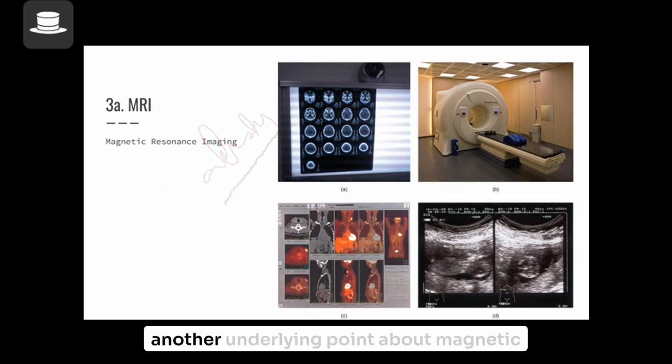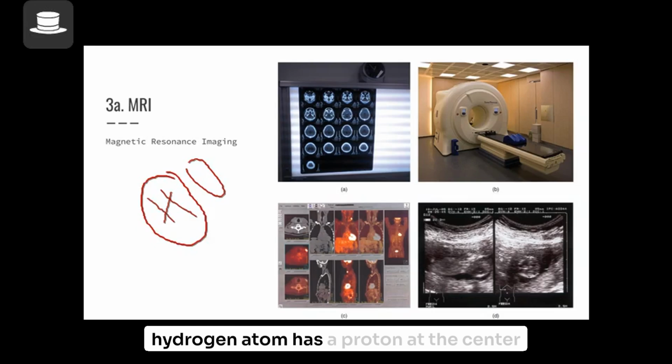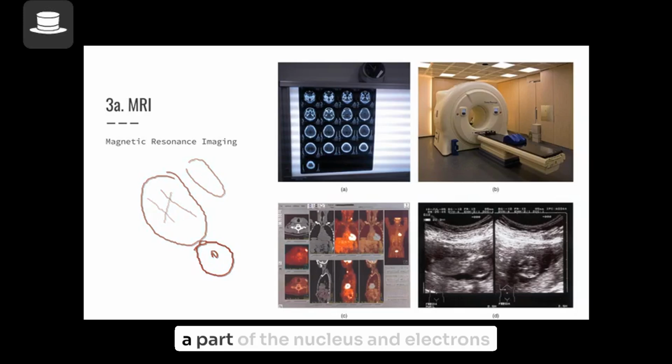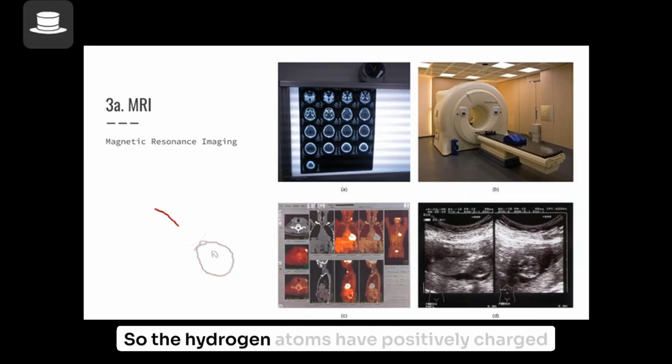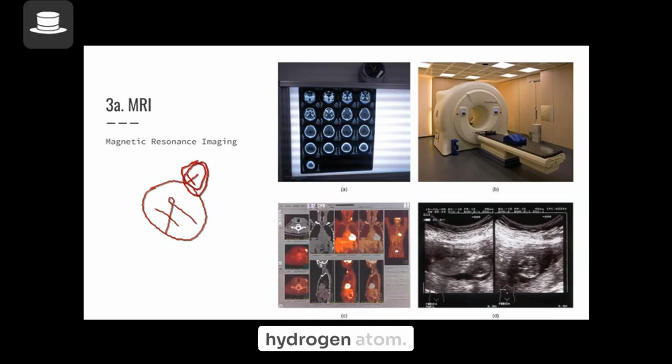But also, another underlying point about magnetic resonance imaging is that most of our body is made of water, and water molecules have hydrogen and oxygen in them. And the hydrogen atom has a proton at the center. If you remember, the protons and neutrons are a part of the nucleus, and the electrons surround the nucleus in the structure of the atom. Remember that. So the hydrogen atoms have a positively charged nucleus, or the proton, at the center of the hydrogen atom.